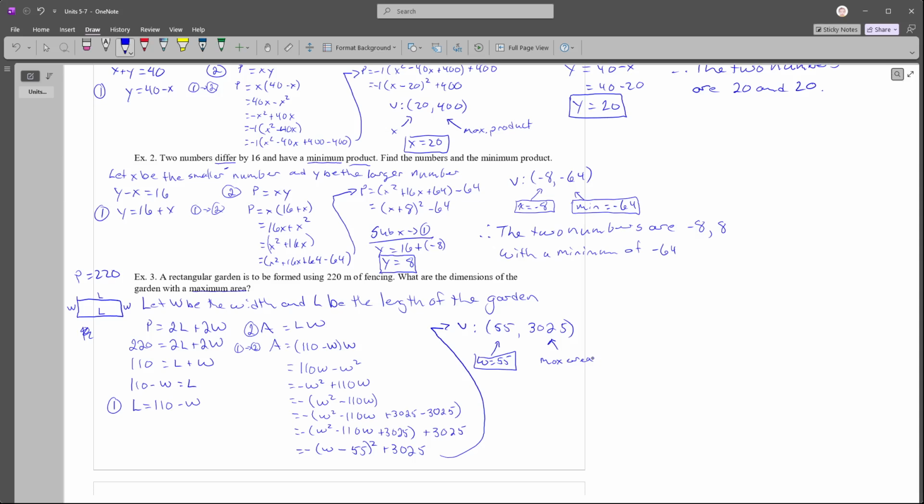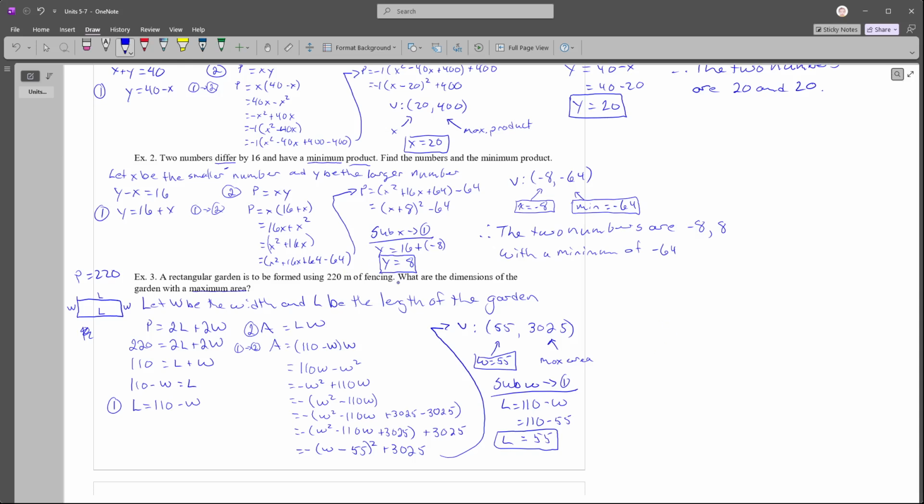3025 meters squared. But we still need to find our length. So we're going to take our w and substitute it into equation 1 to find our length. Sub w into equation 1. So we have L is equal to 110 minus w, which is equal to 110 minus 55, which is equal to 55. What's that tell us? It tells us that our garden here is a perfect square, 55 wide by 55 long.